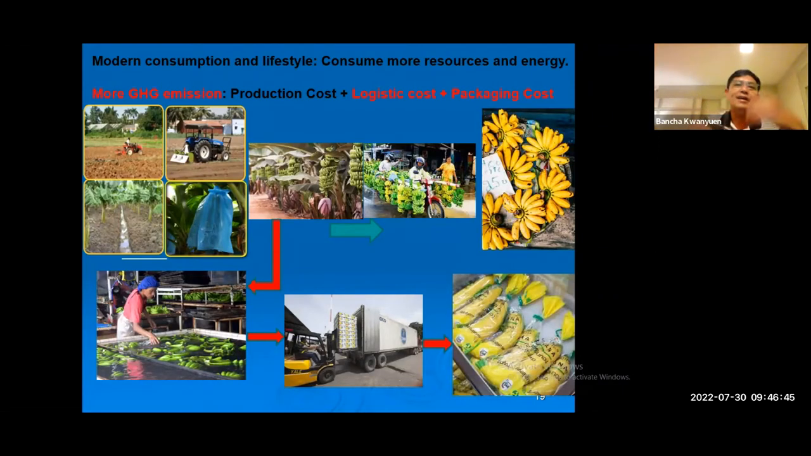So that's why I say it depends on us, because if our lifestyle has changed, it's more convenient, but of course it consumes more resources and more energy, and it affects the greenhouse gas in the air. And it comes back to us that we're going to have a worse climate condition in the future if we keep going on with this behavior, okay?